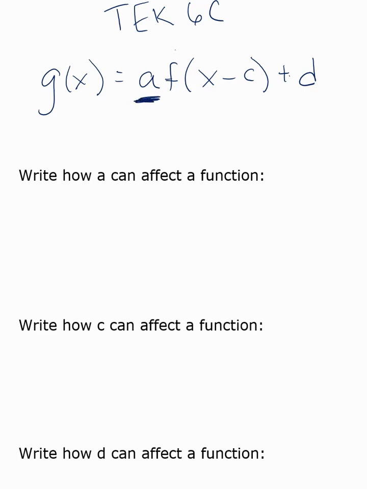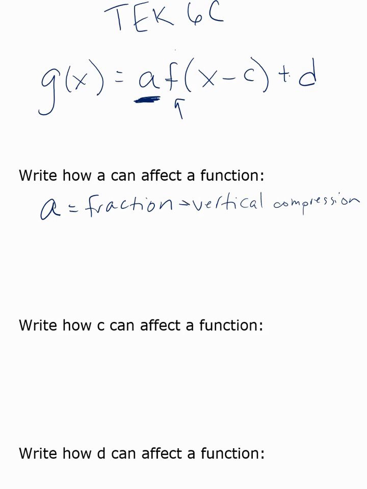So the first place you're going to look is at A. This is the number right in front of the F. If you see that A is a fraction, like 1/2 or 1/3, your graph is going to compress. That would be a vertical compression.